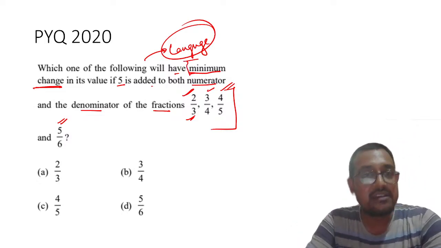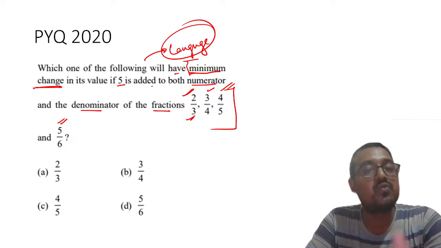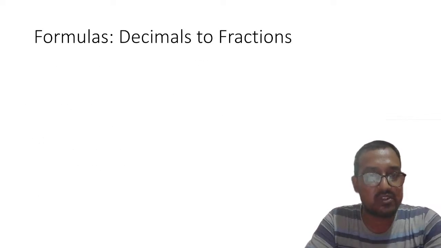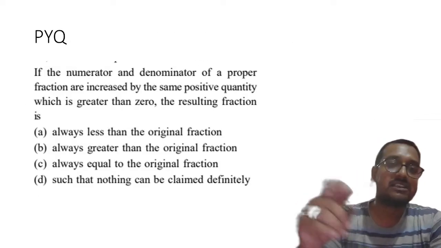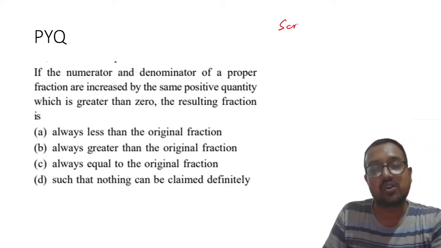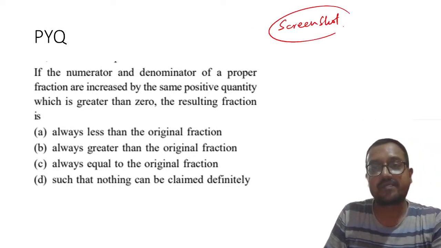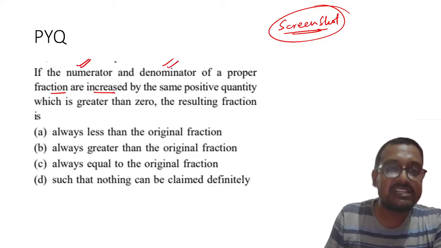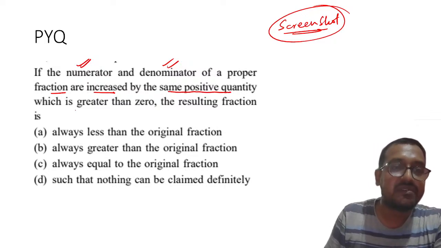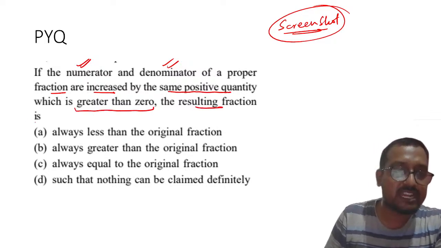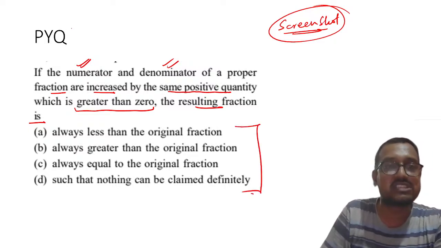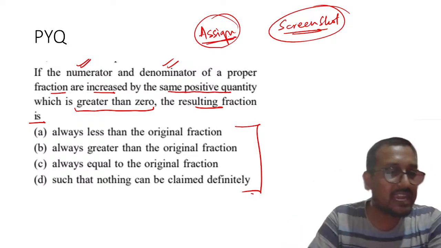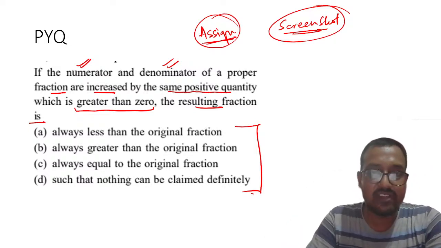Understood? Is it clear? Similar kind of question I will also give you for your assignment, which was asked again a previous year question. So I will showcase that question first. Yeah, this is the question. Please note it down. You can take the screenshot of this question as well. If numerator and denominator of a proper fraction are increased by same positive quantity which is greater than 0, the resulting fraction is, you have to tell this thing. So this is assignment question, please remember. You can take the screenshot of this question. Meanwhile, we will go back and see other PYQs which I have taken for today's class.